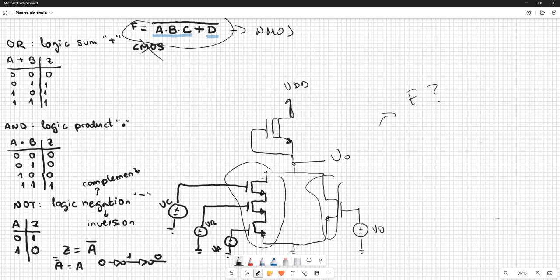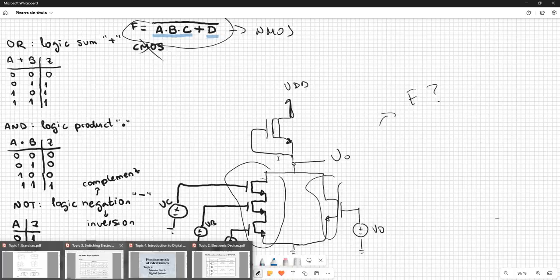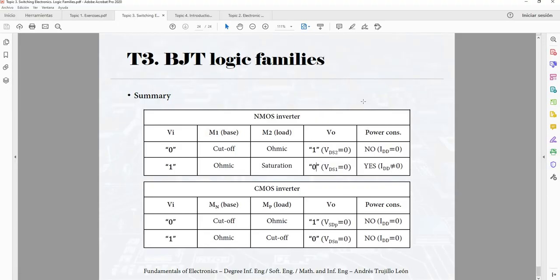You have to know this. You have to know this table. This is a basic thing in order to design this kind of logic gates. So this is the last part we are going to see of topic 3. So now we are going to start with topic 4.